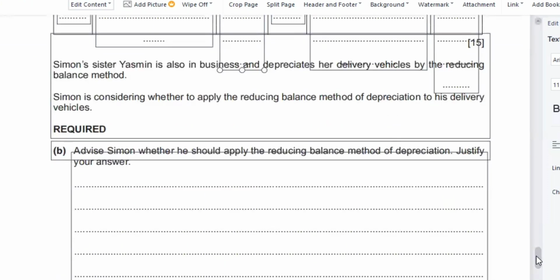Moving towards B part. Simon's sister Yasmin is also in business and depreciates her delivery vehicles by the reducing balance method. Simon is considering whether to apply the reducing balance method to his delivery vehicles. It is of 5 marks. So we have to write 2 points in favor of reducing balance method and 2 points in favor of straight line method, and 1 mark for the evaluation or the opinion, which is up to you.